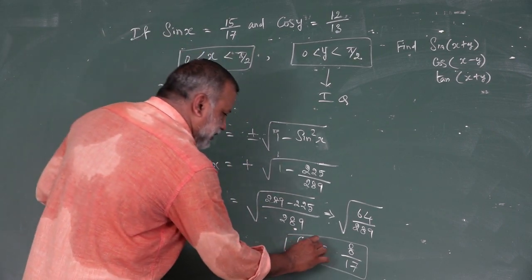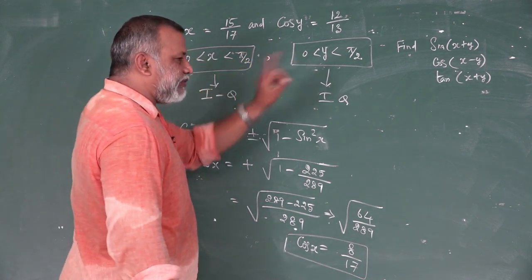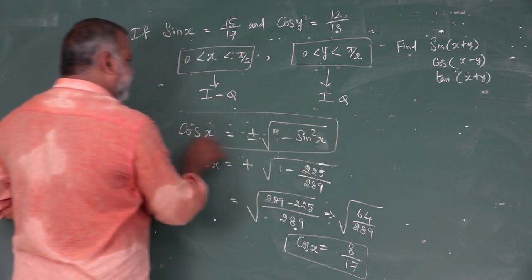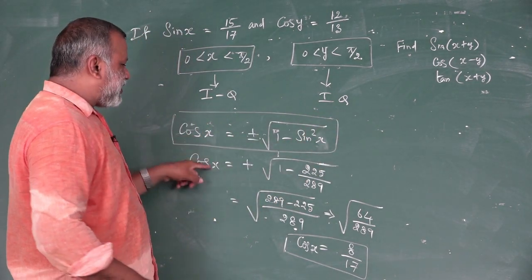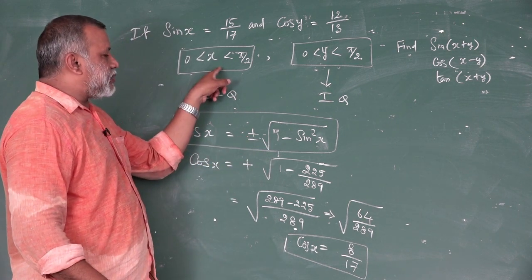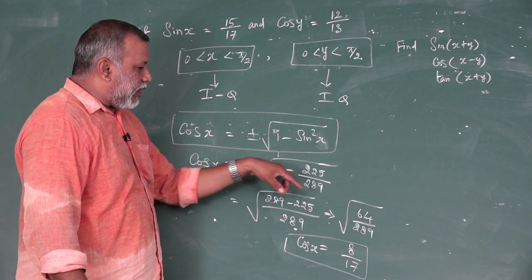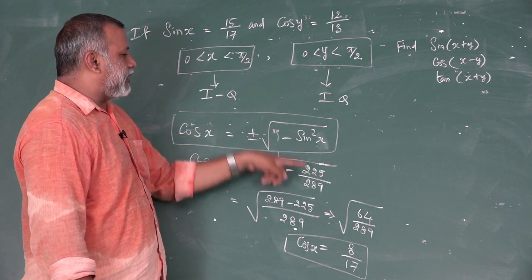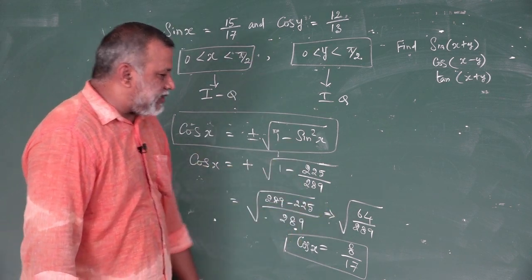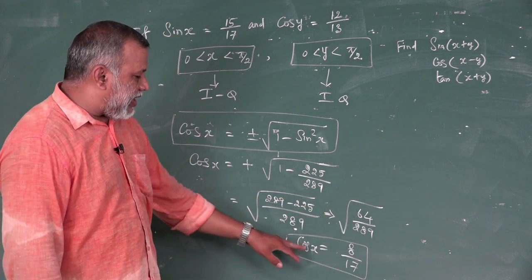Once again, listen carefully. First quadrant, fix that one. Here also y is in the first quadrant. Now cos x equal to plus or minus is the general formula. From this, why am I using the plus symbol? It lies in the first quadrant, cos x is positive, so plus or minus goes positive only. 1 minus sin squared x, here 15 squared is 225, 17 squared is 289. Then simplify: root of 64 divided by 289, 64 means 8, 289 means 17. This is the value of cos x.